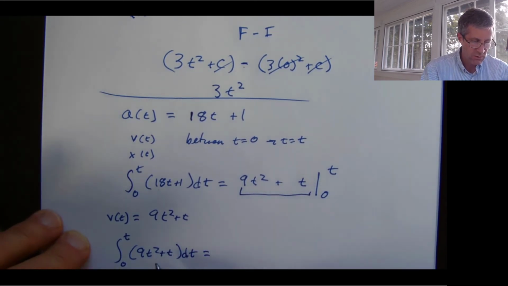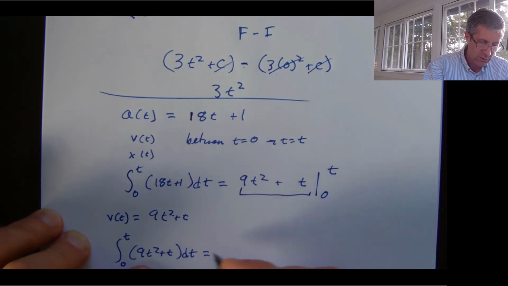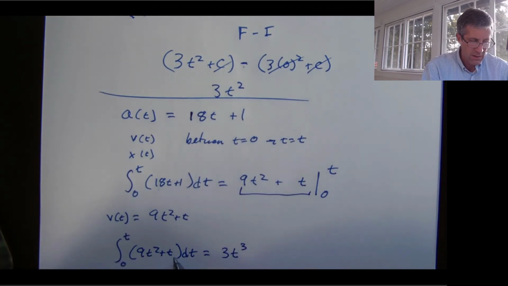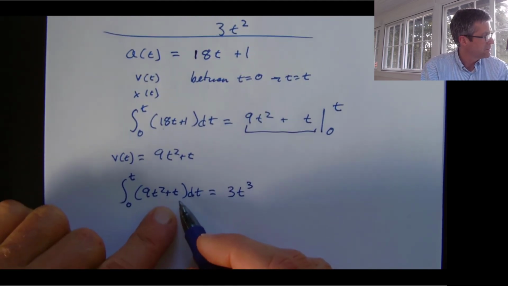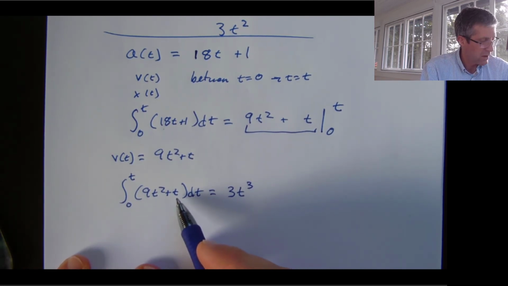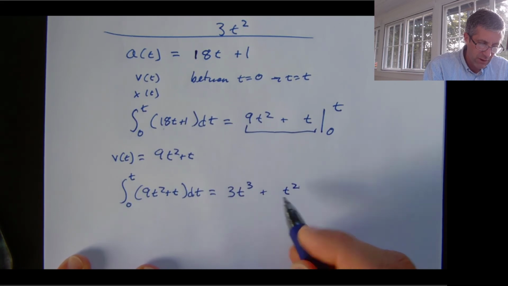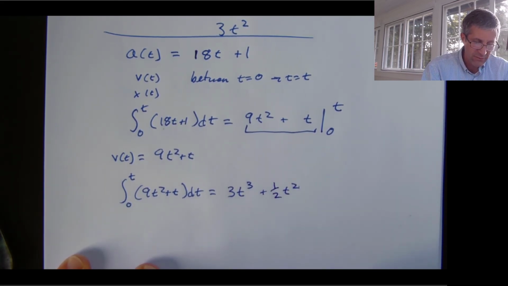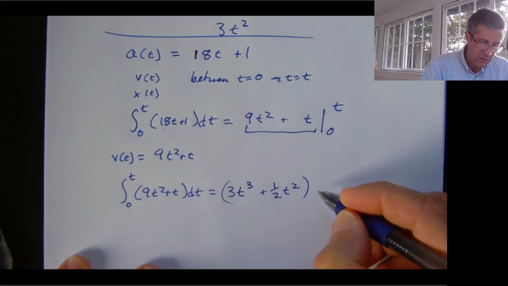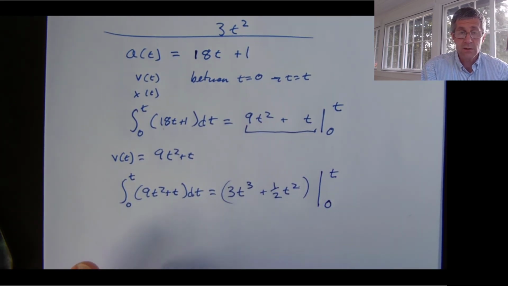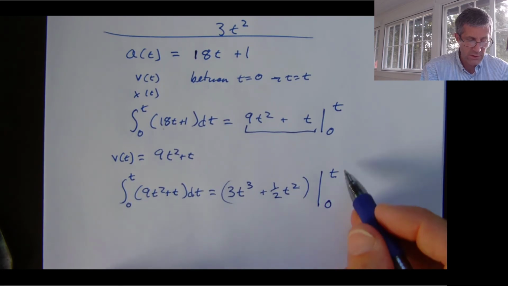So now I'm going to do the same sort of thing. I have my exponent here. I'm going to add 1 to my exponent, and divide by my new exponent. So I'll have 3 here. For this, I'm going to add 1 to my exponent, so I'm going to have t squared, and I'm going to divide by my new exponent, so I have 1/2. This is my new function. Since it's a definite integral, I'm going to drop the constant because I know it's going to go away, and I'm going to evaluate it from 0 to t.